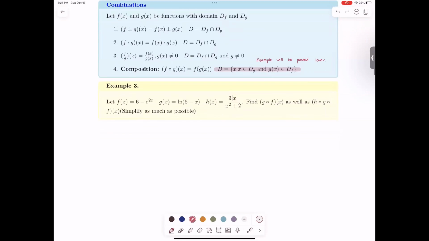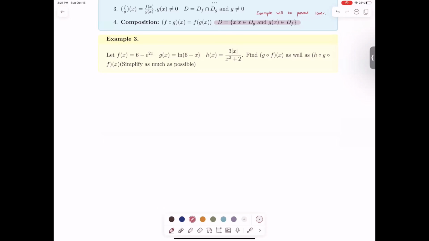Okay, let's look at 3. So do some function composition questions. I have f, I have g, I have h. They ask you to find g compose f and h compose g compose f. Can you guys do it? I'll give you 2 minutes. Try it yourself.